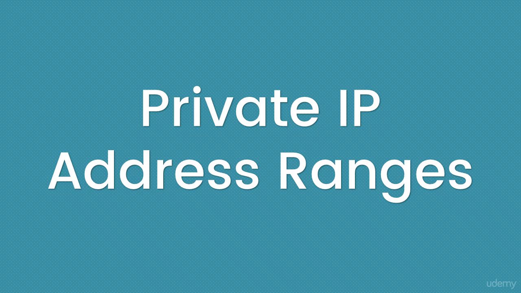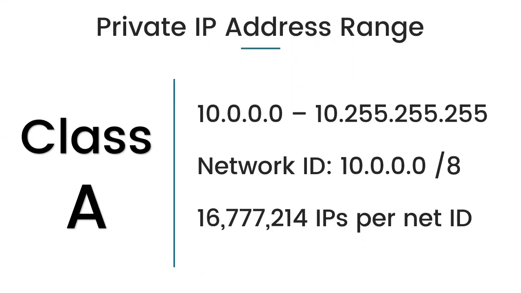In this presentation, I would like to look at the three private IP address ranges. The first range we'll talk about is the Class A range, 10.0.0.0 to 10.255.255.255. It's Class A because it starts with 10. Being Class A, it gets a default prefix length of /8.